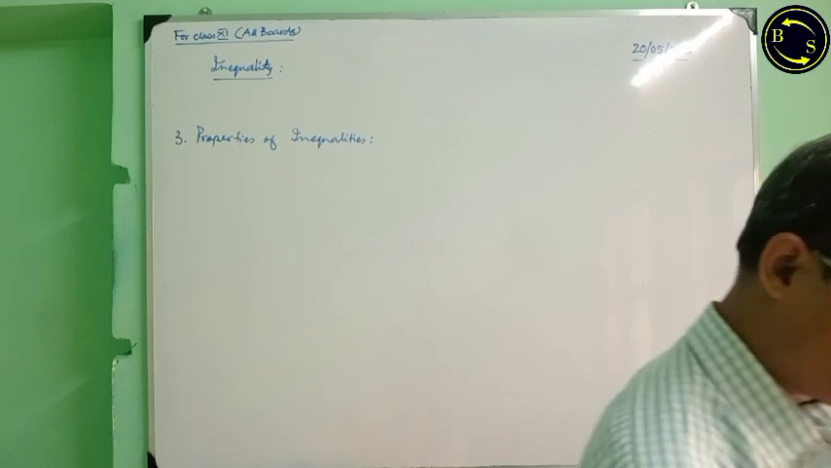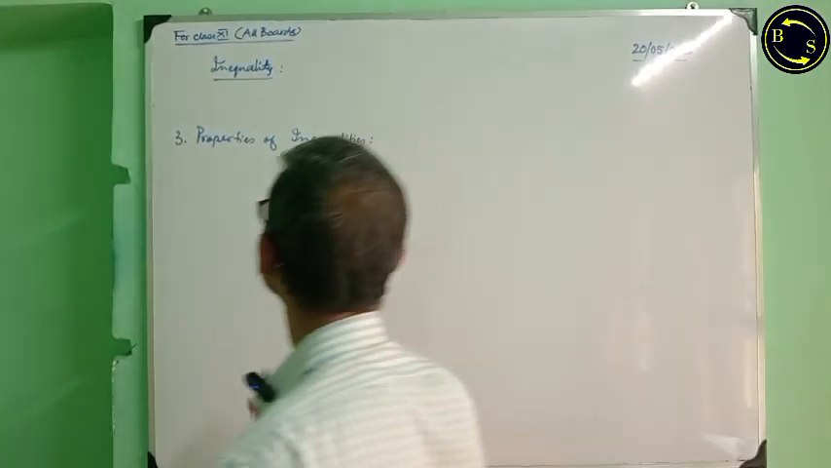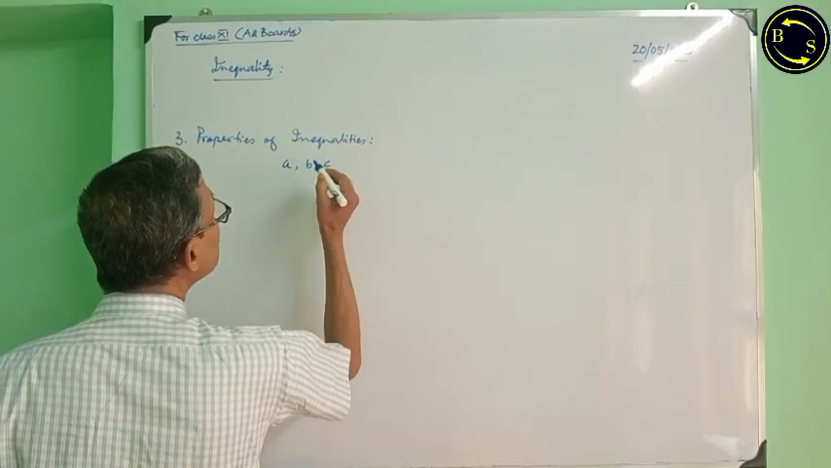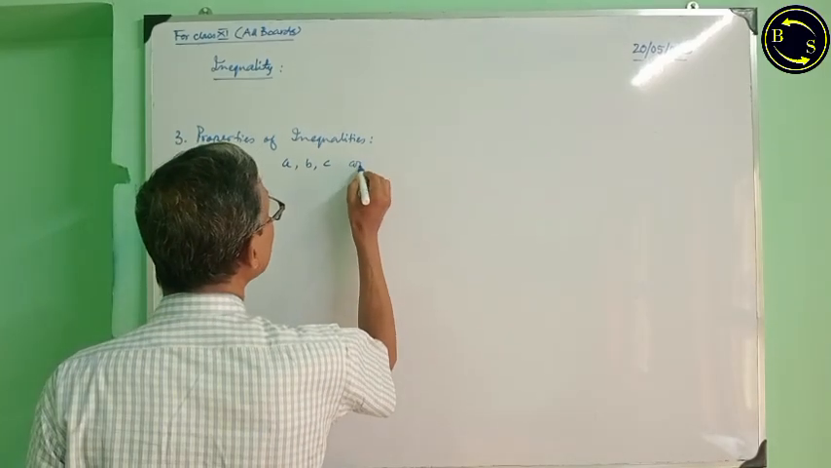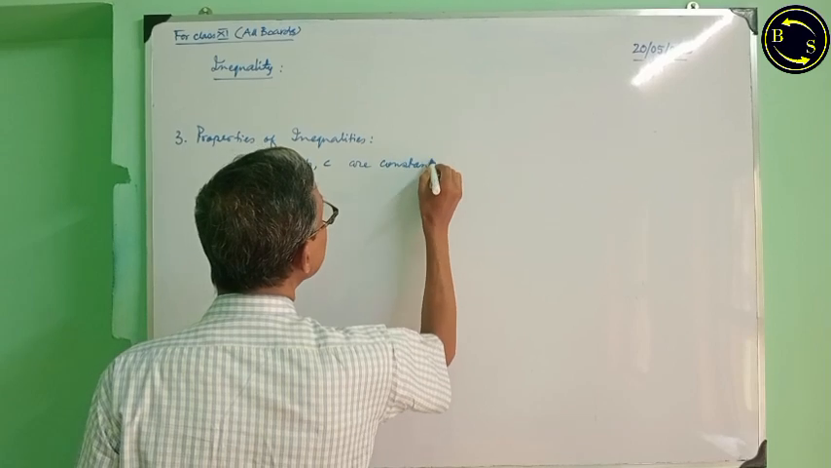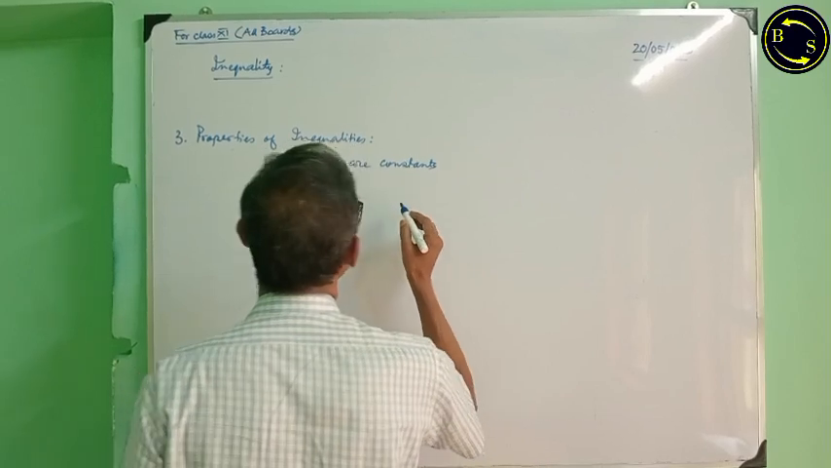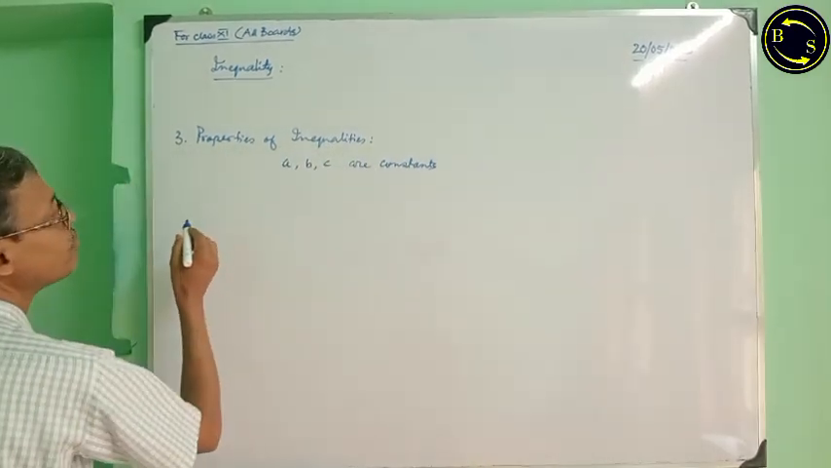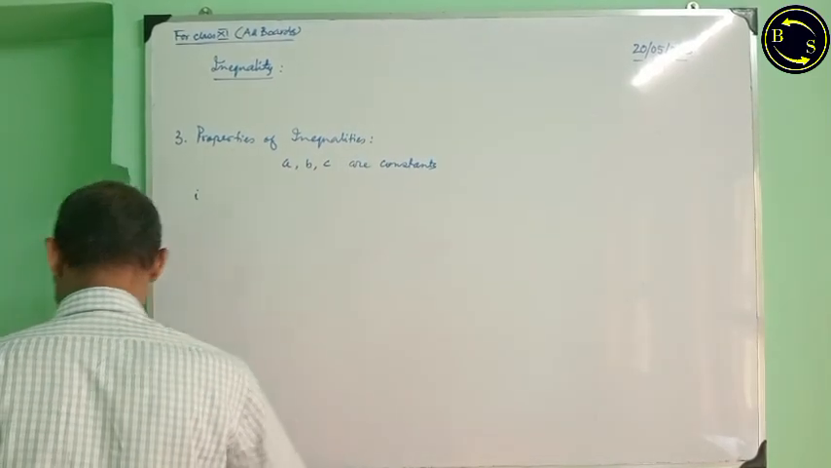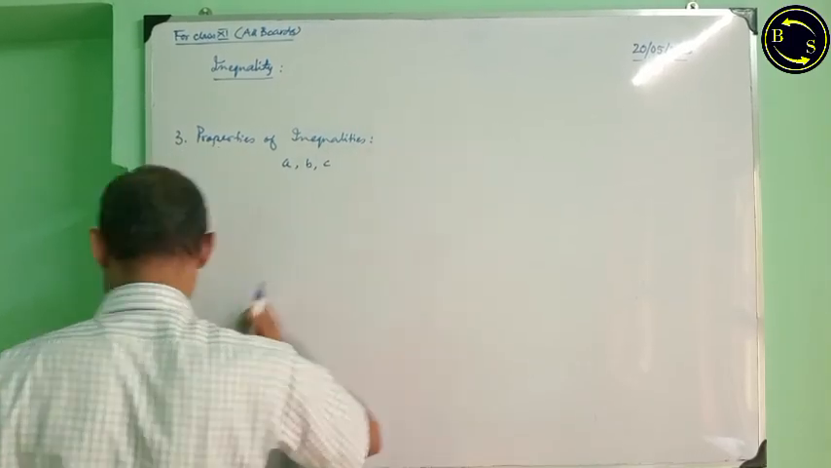Properties of inequality. First of all, A, B, C are constants. Then we have the properties. Better I take A, B, C are real numbers.